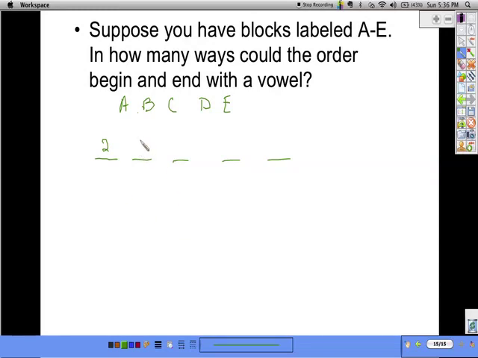The second spot, there are 3 consonants that could go there. The third spot could have 2, the fourth spot could have 1, and the last spot gets the other vowel by default. So what we have is 2 times 3 factorial, which is equal to 12. 3 factorial is 6, times 2 gives me 12 ways.